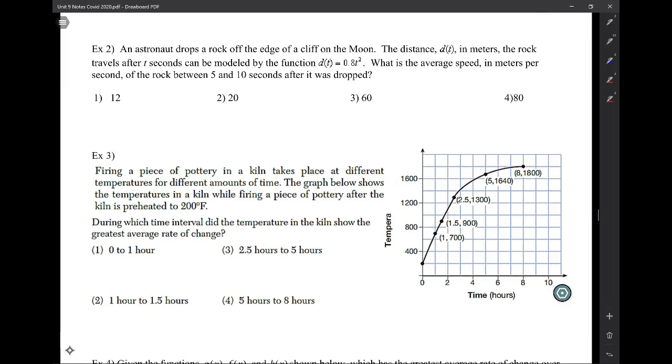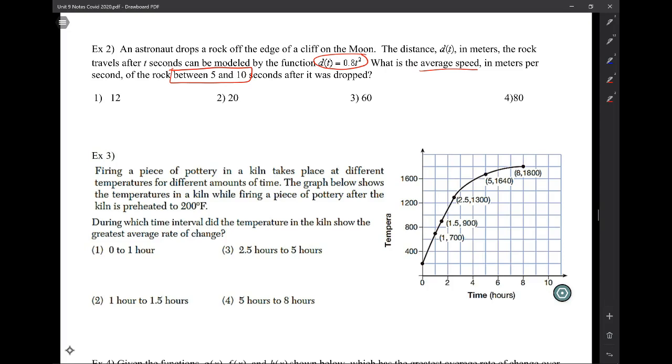All right, so example 2: an astronaut drops a rock off the edge of a cliff on the moon. I don't know why on the moon, but anyways, it gives us this equation. This is not an exponential equation. This is a quadratic equation, but that is fine. It wants to know the average speed, the average rate of change, between 5 and 10 seconds. There it is. Remember how they have to give you an interval. It wants to know what the average speed was from 5 seconds to 10 seconds.